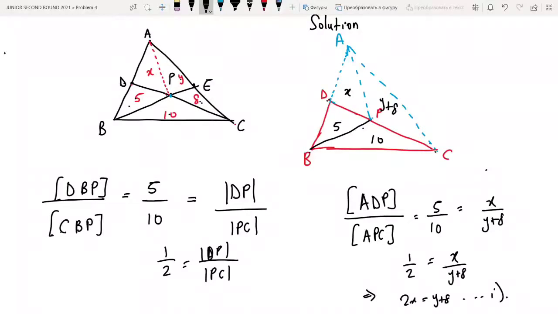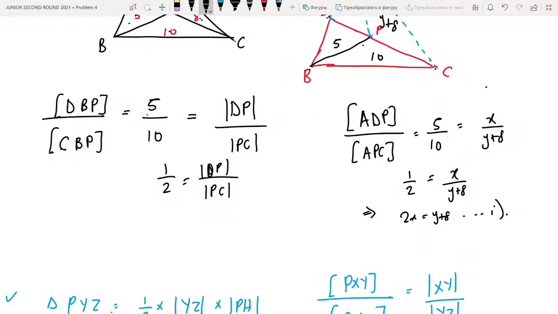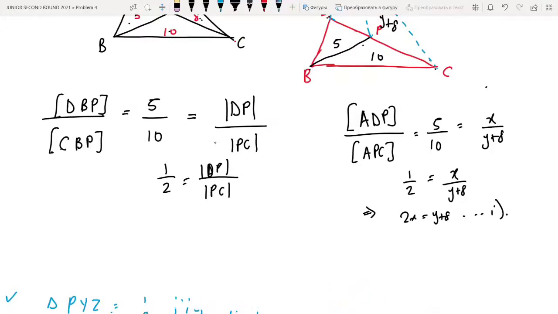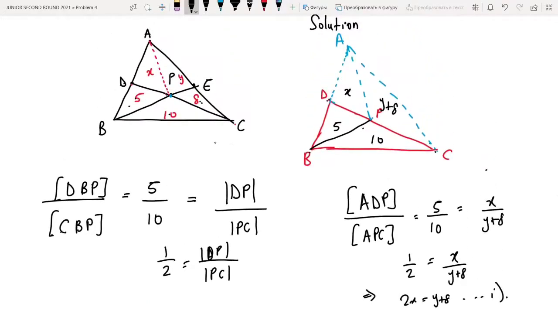2Y is equal to X plus 8. 2X equals Y plus 8, not the other way around. I'll be a bit faster in the second one because I just wanted to use the first one to fully explain how we can apply the lemma. So in the second application of the lemma, the line we are going to use will be this other one here. In this case, we use DPC.